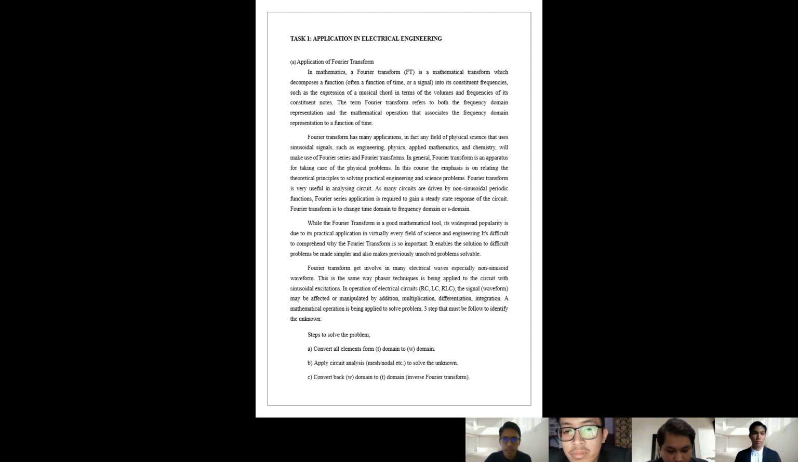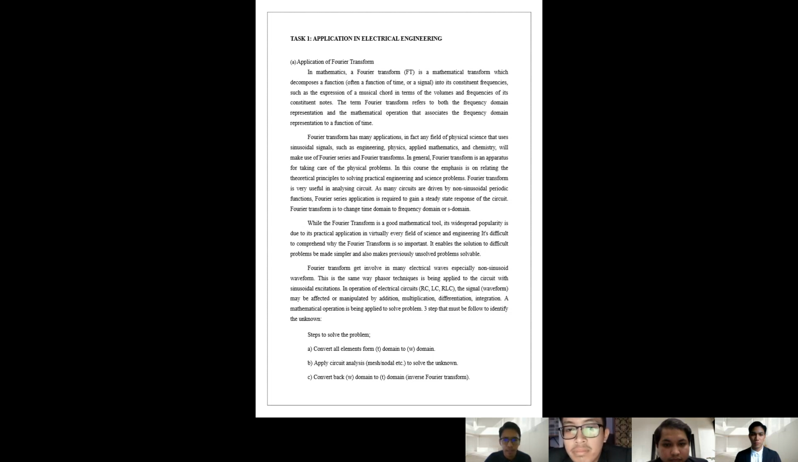In this course, the emphasis is on relating theoretical principles to solving practical engineering problems. The Fourier transform is very useful in analyzing circuits. While the Fourier transform is a good mathematical tool, its widespread popularity is due to its practical application in virtually every field of science. The Fourier transform gets involved in many electrical waves, especially non-sinusoidal waveforms. This is the same way the phasor technique is applied to circuits with sinusoidal excitation.